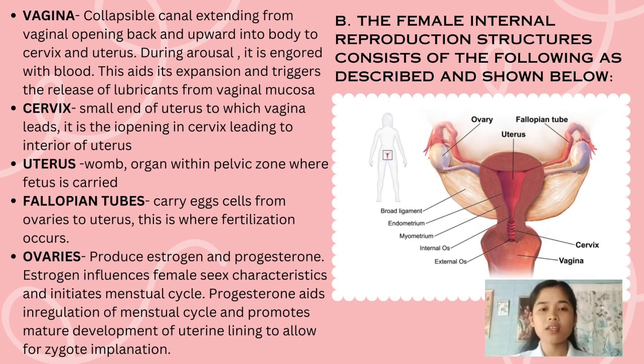And the last one of the female internal reproductive organs is the ovaries. This is where eggs, also called ova, are produced and stored, and where hormones that control our menstrual cycle and pregnancy are made.